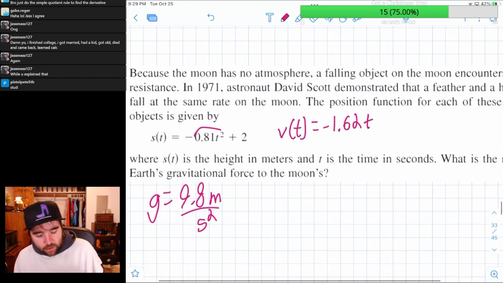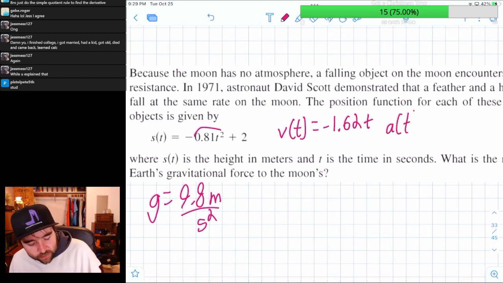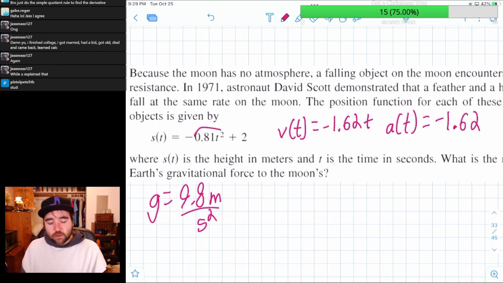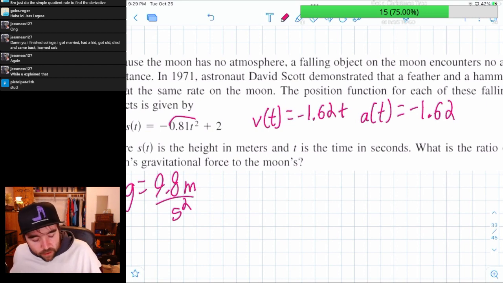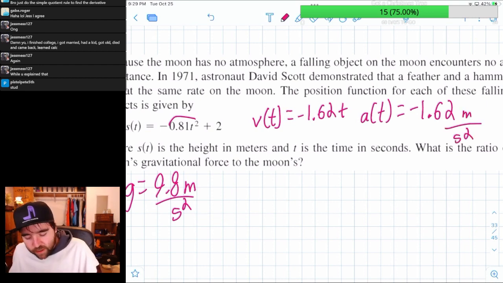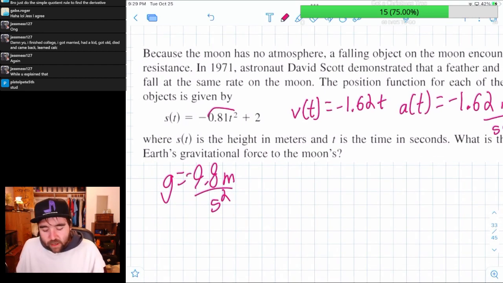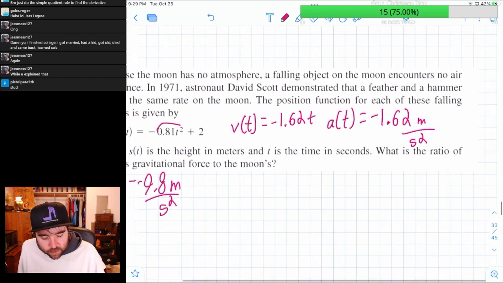So that's our velocity. And then very simply, to find the acceleration, we take the derivative again, and we see that it's just negative 1.62 meters per second squared. And it's just negative because it's going down, and that's why in reality this is also negative 9.8. So for now, we know the moon's acceleration, we know the Earth's acceleration.